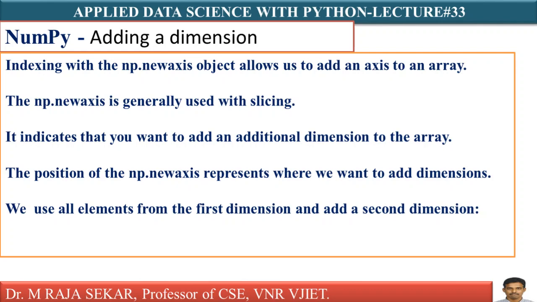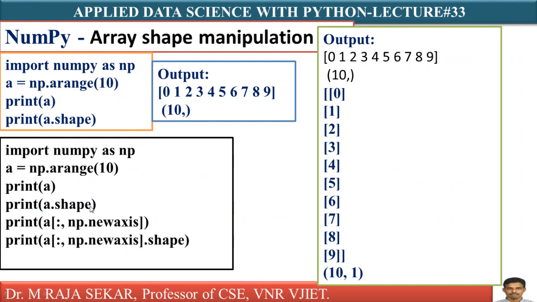Generally it is used with slicing. How will it be? We will try to understand. Just one second. Import numpy as np, np.arange gives you a single dimensional array of size 0 to 9. If I print A, what will you get? You will get this one. A dot shape means (10,). If it says comma and nothing after it, it is a single dimensional array. This dimension can be increased by using np.newaxis.